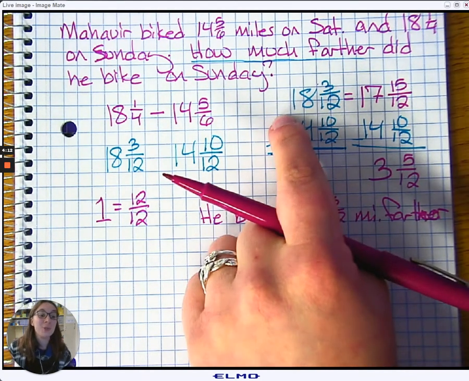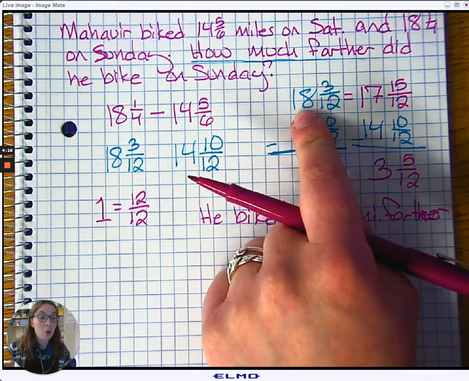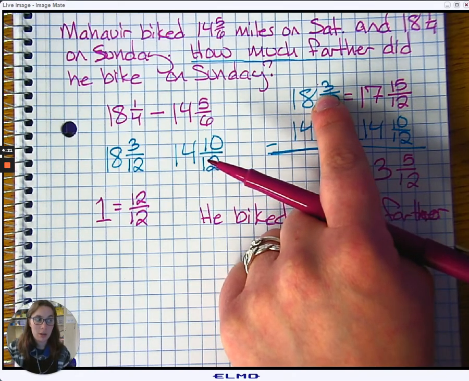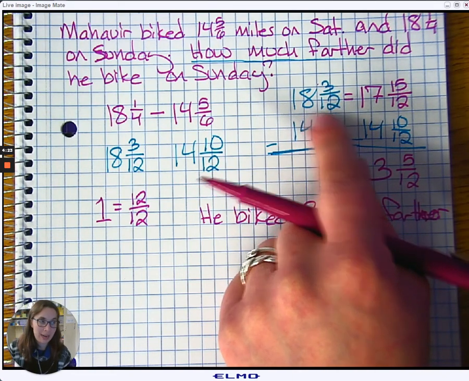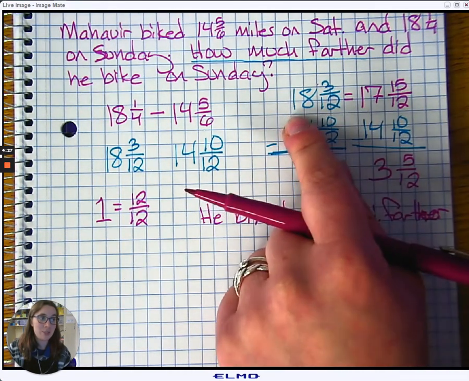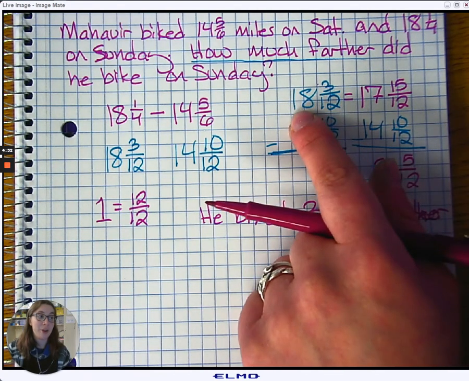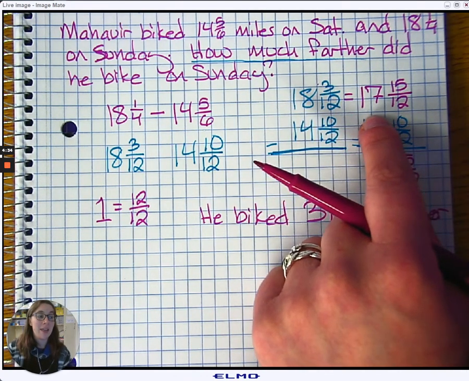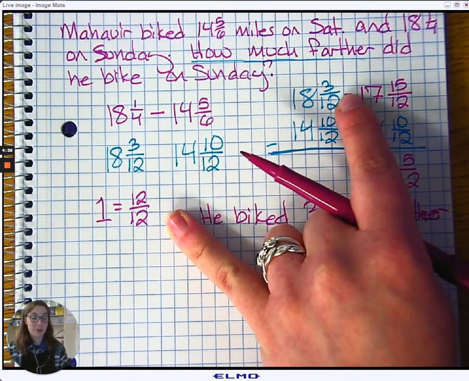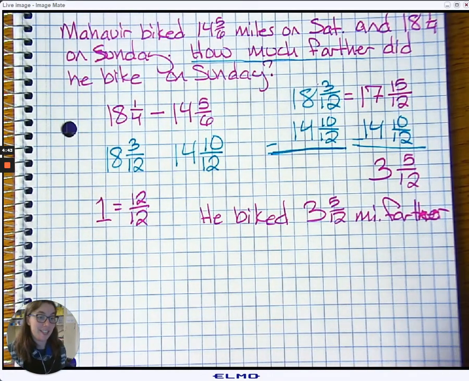To borrow, to regroup, to rename in a fraction, subtract 1 from the whole number and then add the denominator to the numerator. Again, subtract 1 from the whole number and add the denominator to the numerator. To go from 18 and 3/12 to 17 and 15/12, I subtracted 1 from 18 to get 17, and that 1 was 12/12. So I added 12 to my 3, that was my numerator, and got my new mixed number of 17 and 15/12.